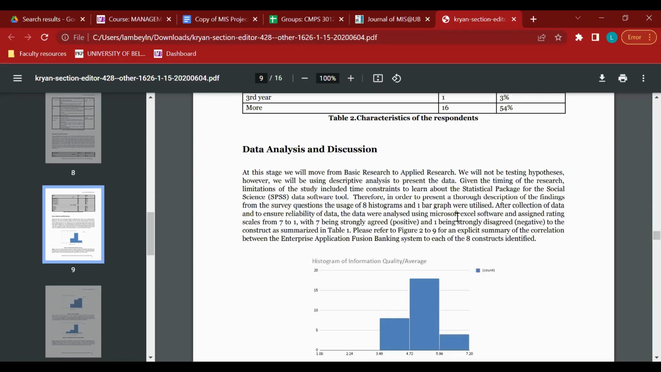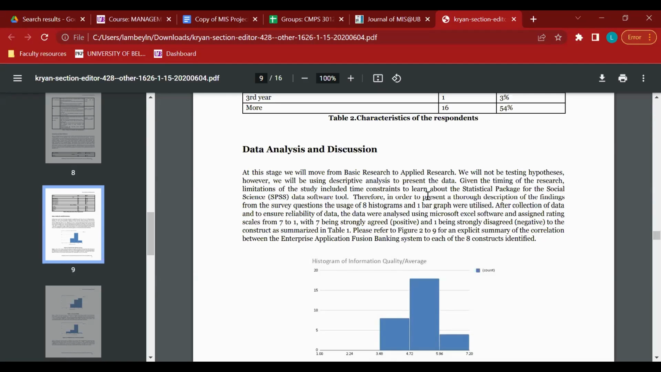Perhaps they were having challenges in terms of getting responses back from participants in a timely manner, or even getting responses, period. Whatever the challenge was, timing was one of the challenges, or they might have started the research late. Whatever the situation was, this was a great factor for them and a limitation at that.